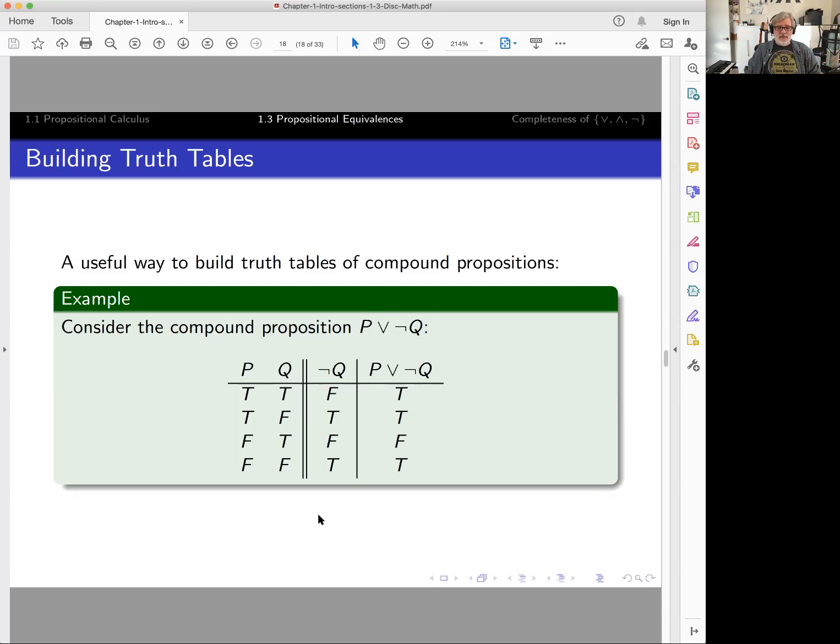I will get back to that about building bigger truth tables when I talk about binary. Maybe I should do it later today. We'll see.